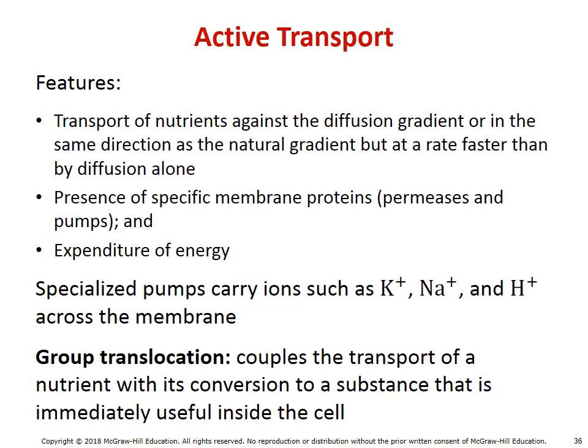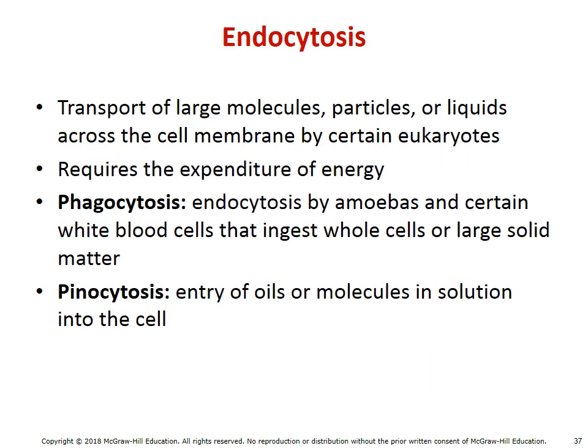Another type that we would look at here is group translocation. With group translocation, we're going to really move several things, but in the movement, we're going to convert them to a substance that is ready to be used inside the cell. The best example of this is how we move glucose across and really do glycolysis in that step of group translocation.